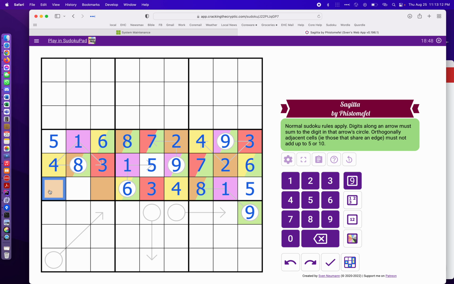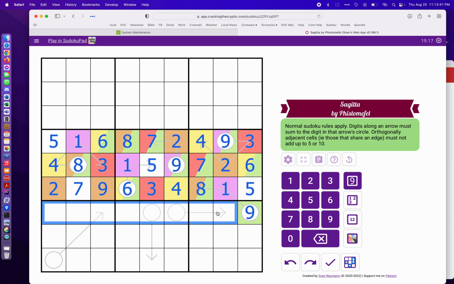Okay, now here we've got 2, 7, 9 left. That can't be a 2. This can't be a 2, so that is a 2. 7 and 9. Oh, this can't be a 7. So that is a 9 and that's a 7. Okay, so we got that whole middle section.